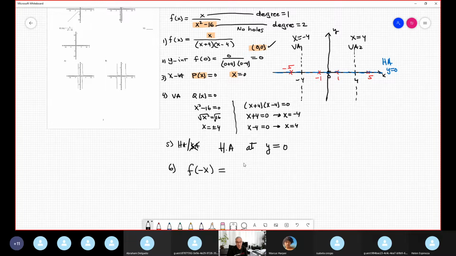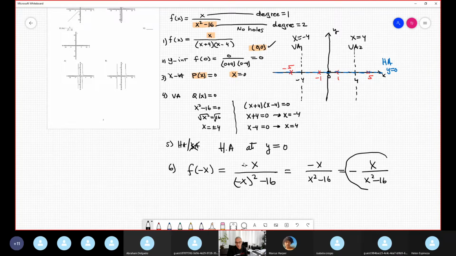I have minus x divided by minus x squared minus 16, which is minus x over... When the exponent is even, it stays the same, it's positive. When the exponent is odd, no change, and this is negative. To see more clearly, I put it in the front. It's equivalent, no? And when you compare this expression and the original expression, I discover that they are odd functions.